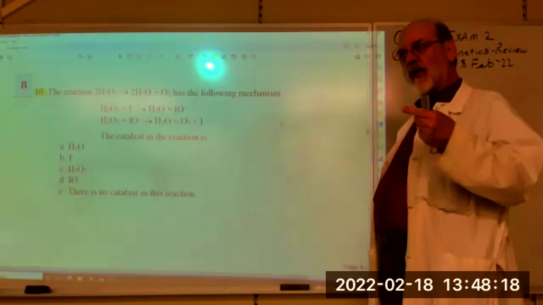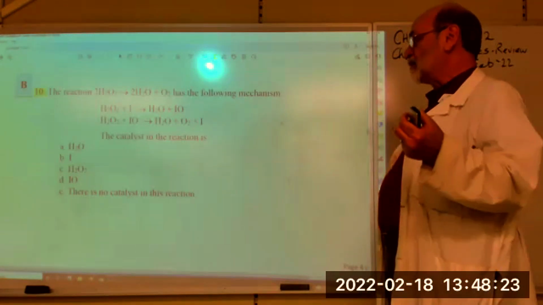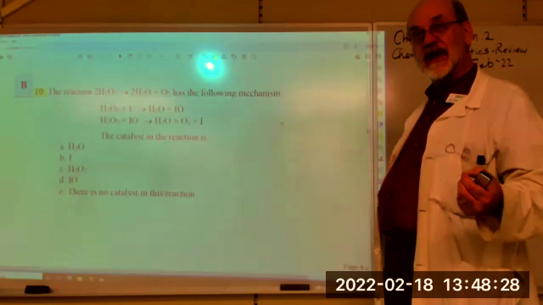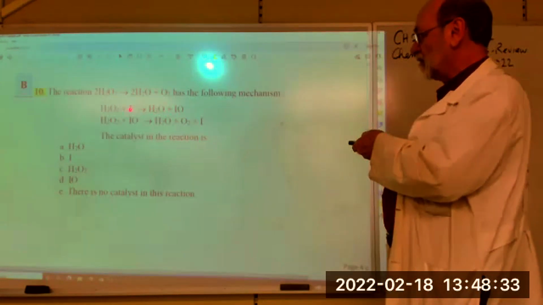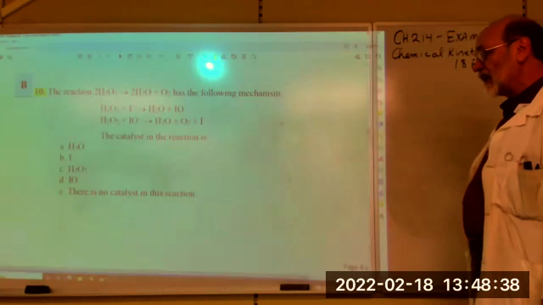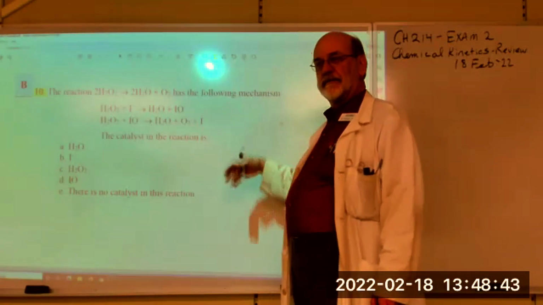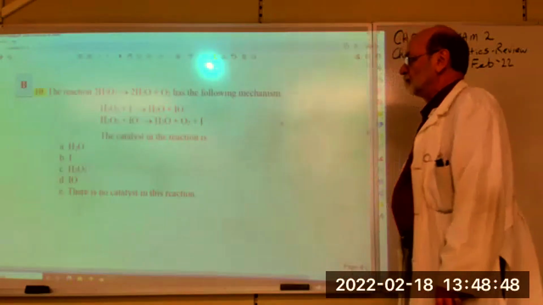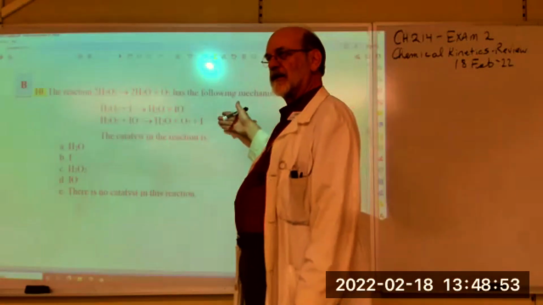The catalyst is always a reactant that comes out on the product side of the final elementary step unchanged. So this one goes in, it comes out here. That's a catalyst. In this case, it was a homogeneous catalyst because it's in the same phase as everything else. It's aqueous. That's the one you do if you want to make a volcano with hydrogen peroxide.